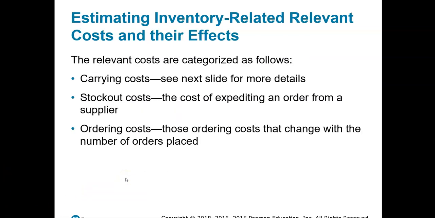Now let's talk about the relevant costs as categorized. Carrying costs, we're going to talk about that in just a second. Stockout cost, the cost of expediting an order from a supplier, and then also the purchase order costs, those costs that will change with the number of orders placed. So if the cost of placing an order changes the more we place an order, we need to take that into consideration as well.